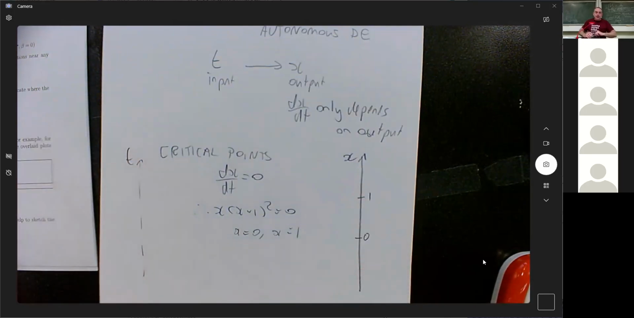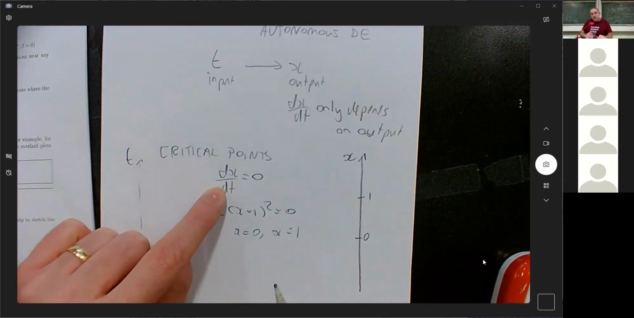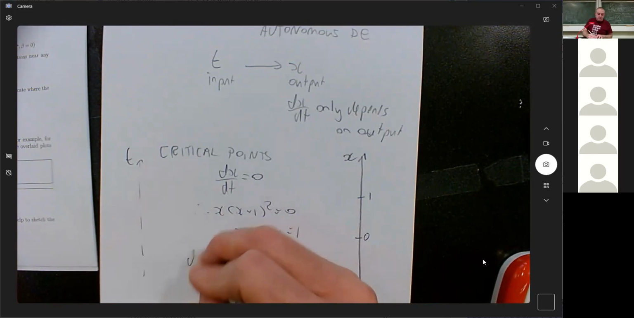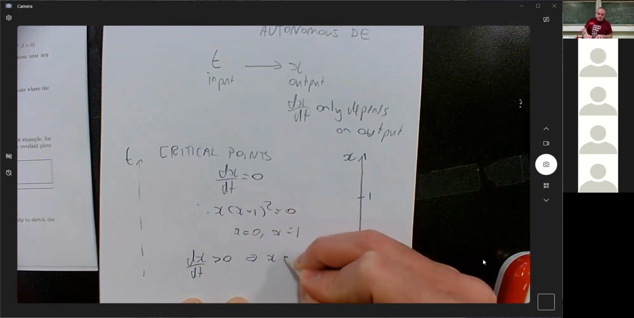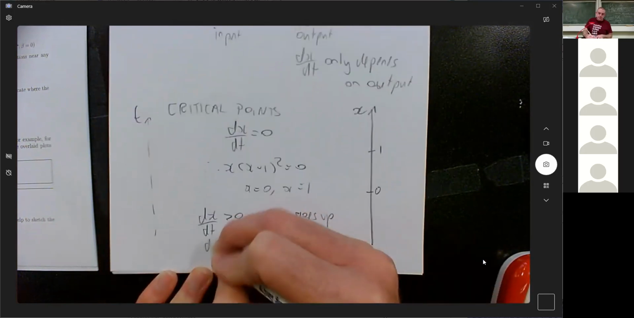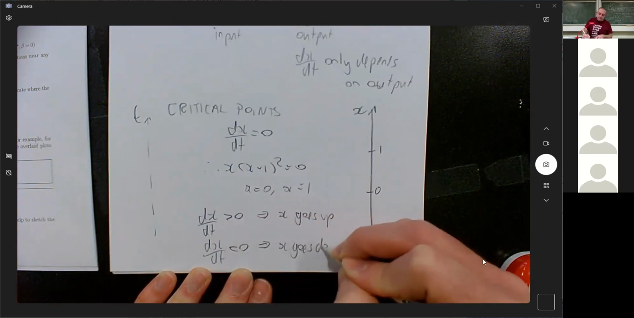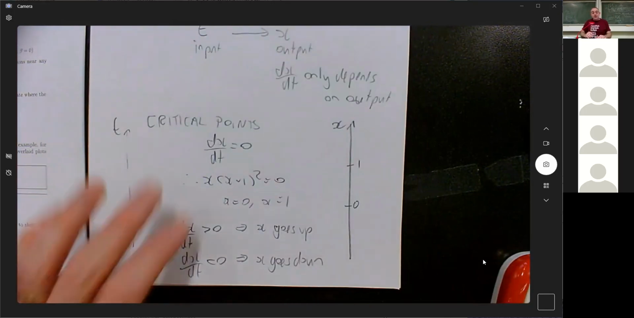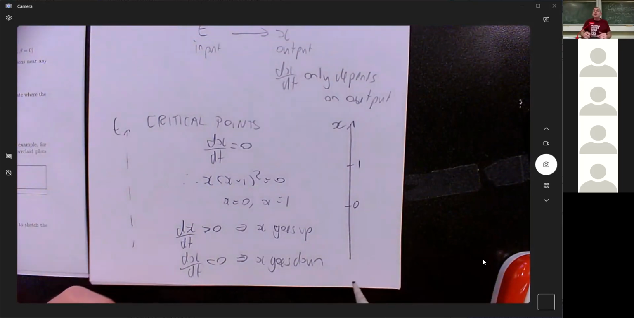So here's the thing. If dx on dt is positive, that must mean that as t moves forward, x goes up. And if dx on dt is negative, that means that as t moves forward, x goes down. So all, in inverted commas, I need to do is figure out whether dx on dt is positive or negative, and then I'll be able to decide whether it's going up or down at any given moment.